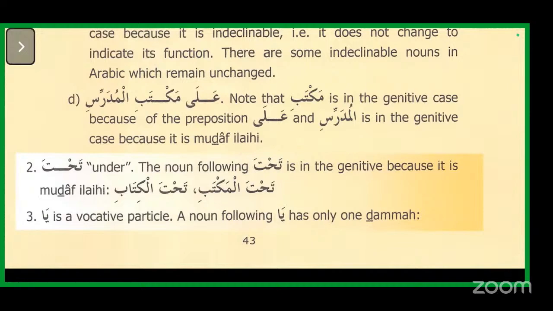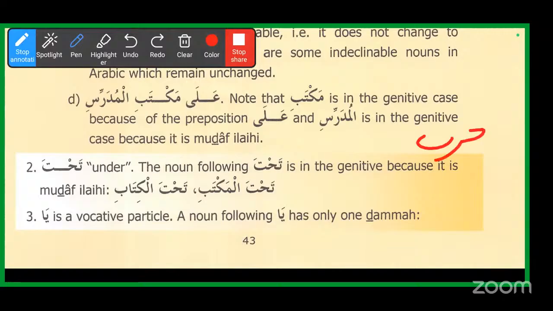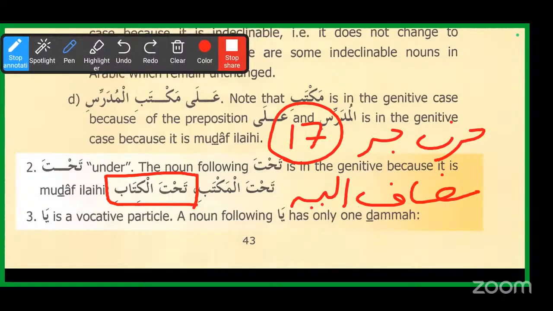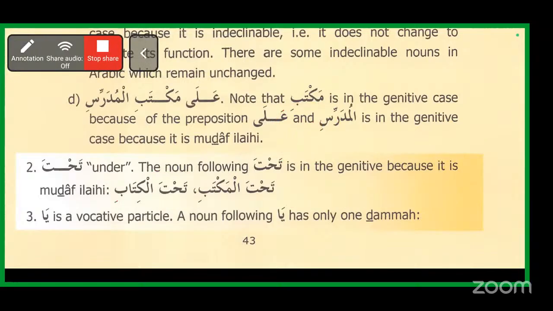So now there are three things that give a jar. The first one is the harf jar, when you have min, ala, ila, fi, and the other harf jar, any of the 17 words. Then you have jar in the case of mudafun ilayh. A mudafun ilayh is always majroor. It always has jar. And then the third thing is the word tahta, which is also mudaf. Although it's a preposition, tahta is not from the huruf jar. So what follows it would be mudafun ilayh.